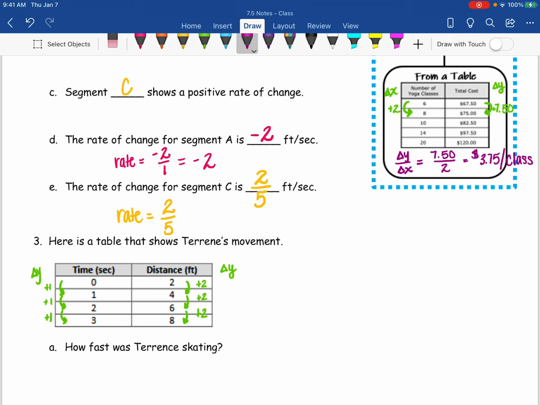So when I go to find my rate, it is the change in y over the change in x. So I take 2 divided by 1, which gives me 2, and let's put a unit on that, 2 feet per second. And we're done.